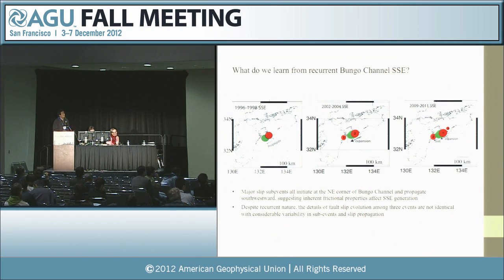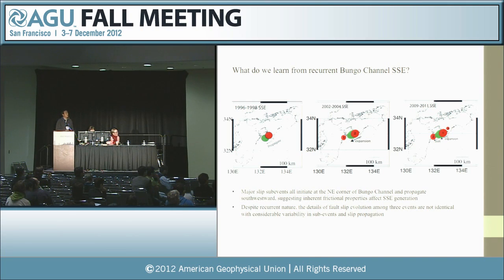So if we put them together, we get this kind of picture. In 1996, we have a relatively simple evolution history, northeast to southwestward. And for 2002 and 2009, you have quite different evolution details. But one dominant feature is similar across the three events: all the major sub-events initiate in the northeastern corner and migrate southwestward.